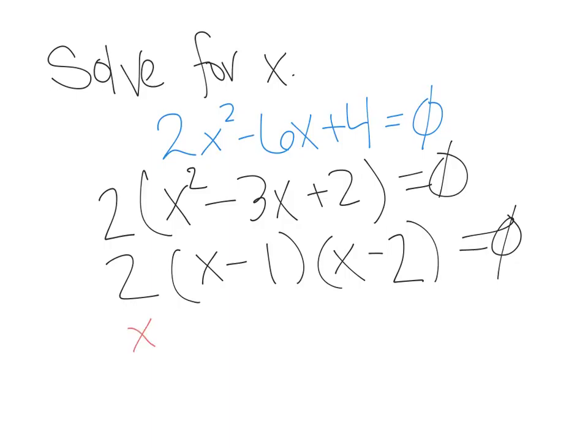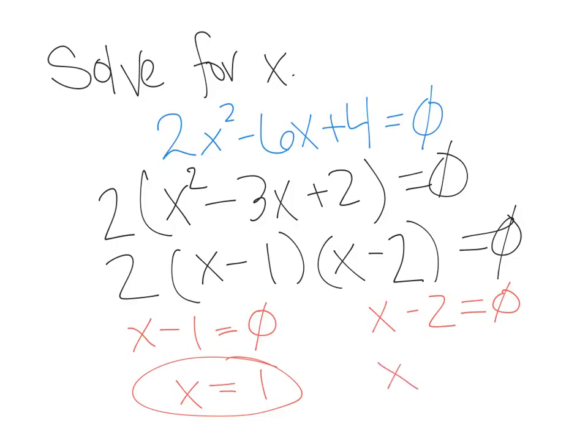Here I just have x minus 1. I'll set that equal to 0. And x minus 2 equal to 0. I take each factor, set it equal to 0, and solve. What are my two solutions? x equals 1, and x equals 2. Okay, so that one extra step: factor, then solve.